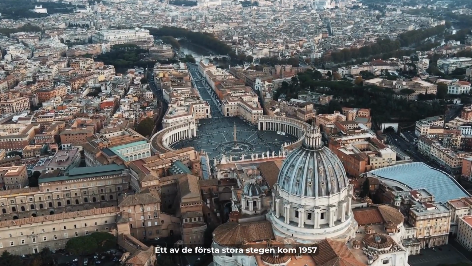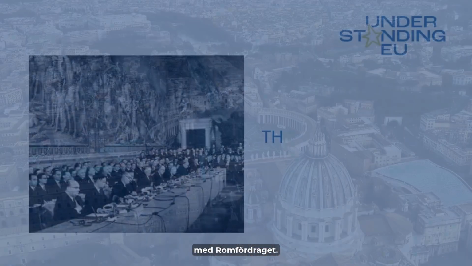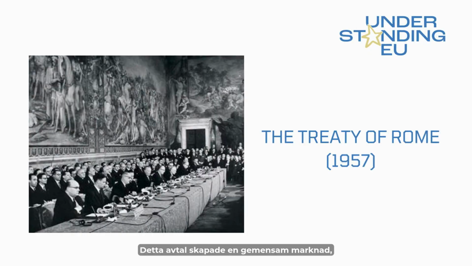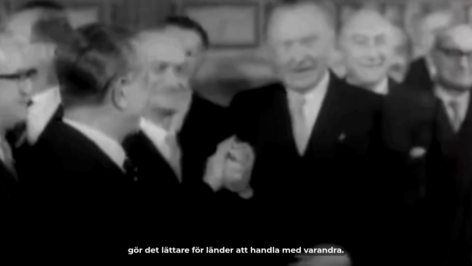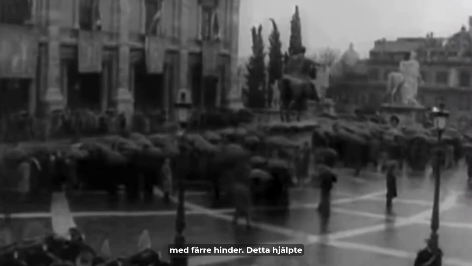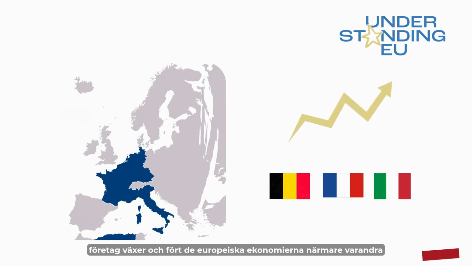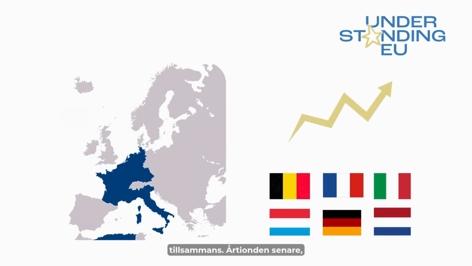One of the first major steps came in 1957 with the Treaty of Rome. This agreement created a common market, allowing countries to trade more easily with each other. For example, goods produced in one country could be sold in another with fewer barriers. This helped businesses grow and brought European economies closer together.